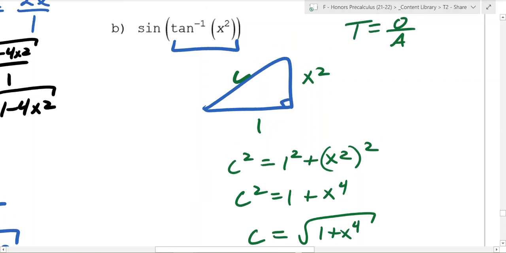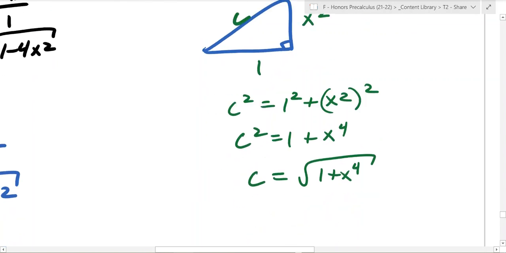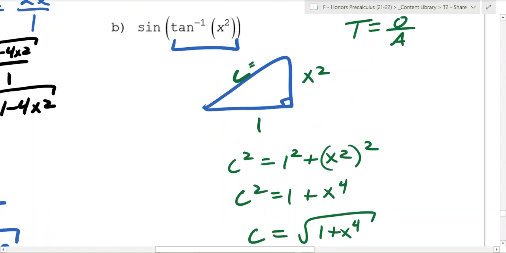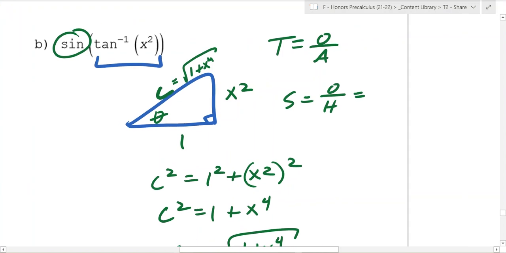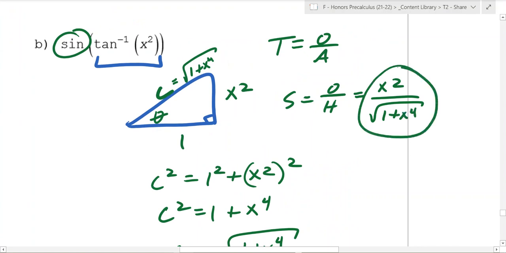So now, if this is theta, what's the sine of this angle? Sine is opposite over hypotenuse. So it's going to be x squared over the square root of 1 plus x to the 4th. And this would be your final answer.